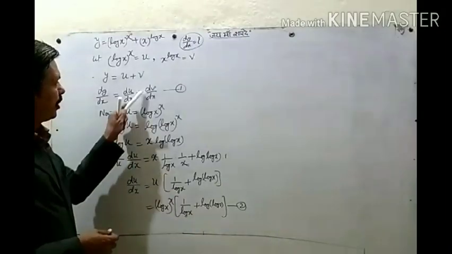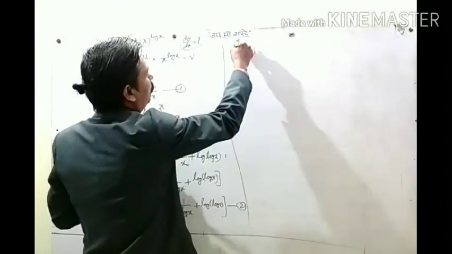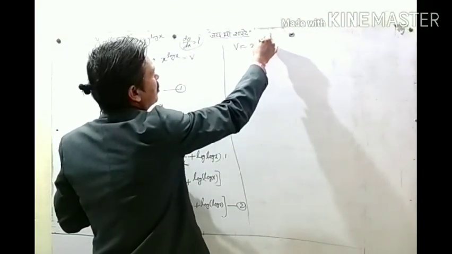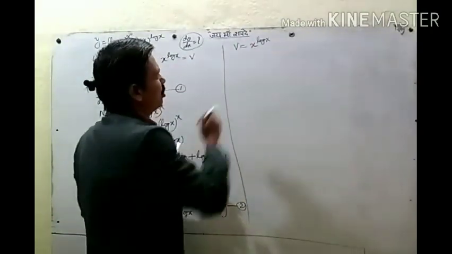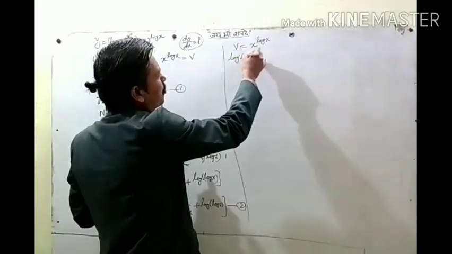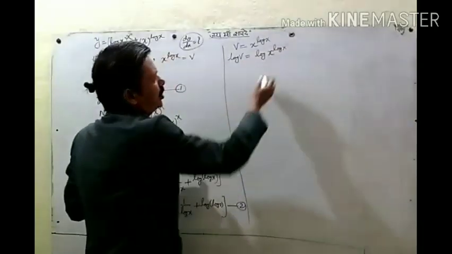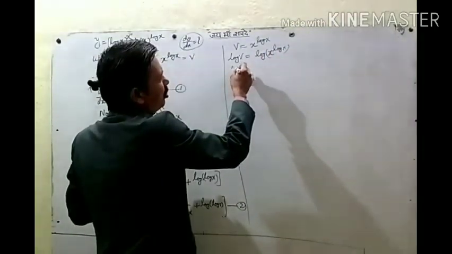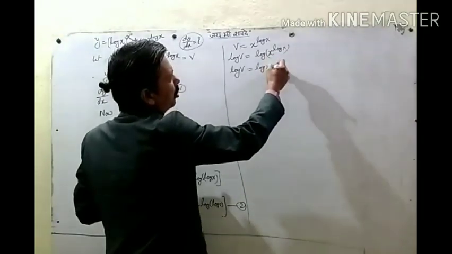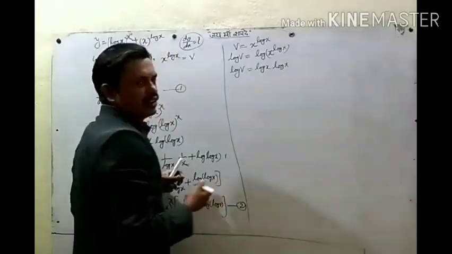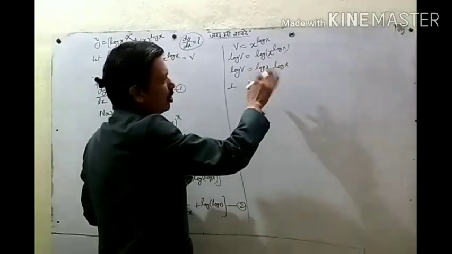Now we need the value of dv by dx. So we have v equal to x to the power log x. Again, base and power are both functions of x, so we have to take log. To get log of v is equal to log of x to the power log x, and by applying the property of log, we get log v is equal to log x into log x. One option is to write this as log x square, or you can write it as it is.